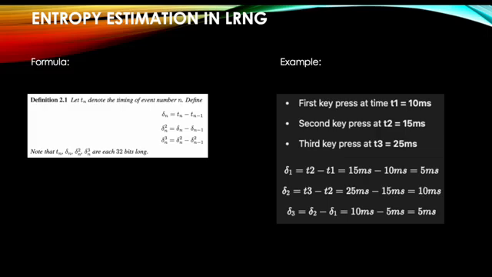For instance, if we have consecutive events like key presses, the system measures the time between them and calculates the unpredictability of those timings. Let me explain this with an example. Suppose we have 3 events. First key press at time t1, which is 10 milliseconds. Second key press at time t2, which is 15 milliseconds. Third key press at t3, which is 25 milliseconds. Using the formula, we finally can get that delta 3 equals 5 milliseconds. Based on these calculations, the system estimates how much randomness or unpredictability exists between these timings. The more unpredictable the timing differences, the higher the entropy value.